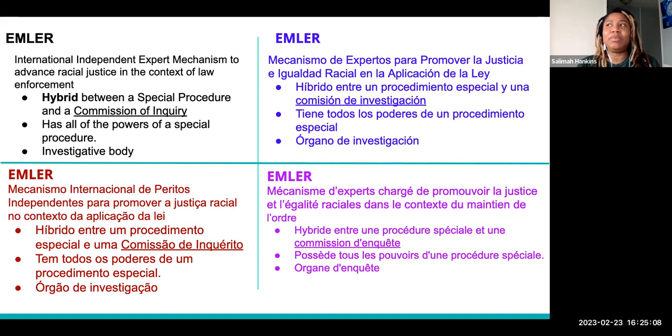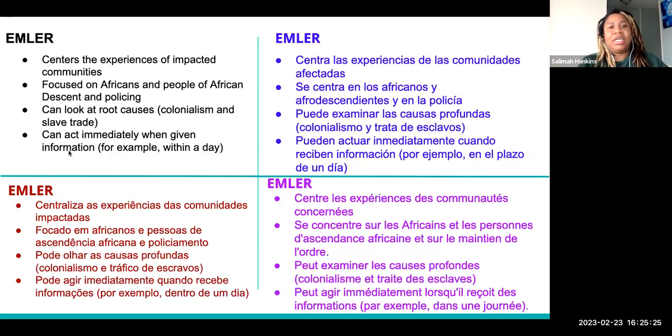And so it has a little bit more affirmative power. So think about all of the powers that I just mentioned that special procedures has, and then add to that this additional power. Like I said, it has all the powers of the special procedure. It centers the experiences of impacted communities. This is really important. The impacted communities are a part of the process, leading this process.